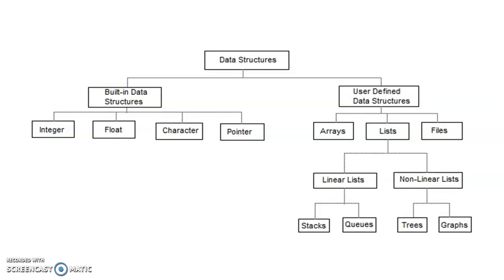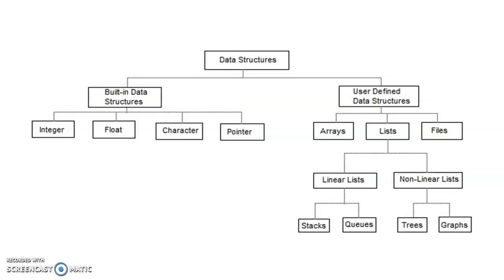So built-in data structures are basically the data types which store a particular type of data into it. Say for example integer, float, character, pointer type of data. Whereas user-defined data structures are arrays, lists and files. These lists are further classified as linear lists and non-linear lists. Linear lists are categorized as stack and queues depending on their functionalities, whereas non-linear lists are further classified as trees and graphs. So this is an overall picture of different types of data structures.